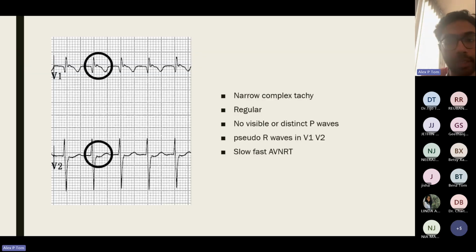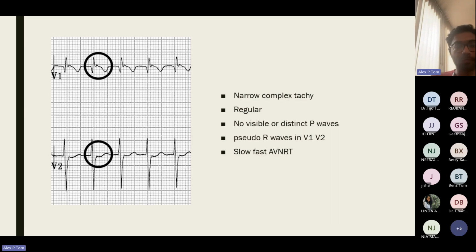So here's a magnified image of that. So just here, you can see something called a pseudo R wave. So this happens when it comes right after the QRS complex. It's mostly a slow-fast type of AVNRT.